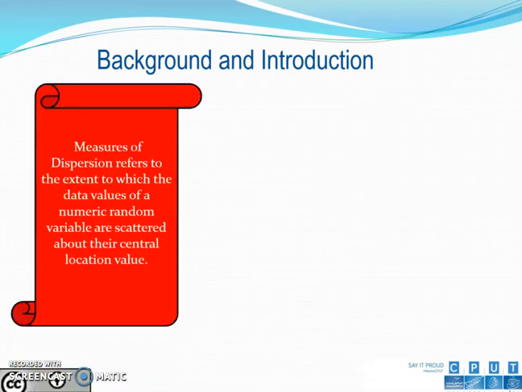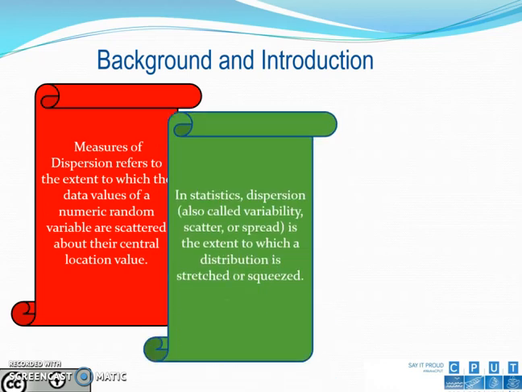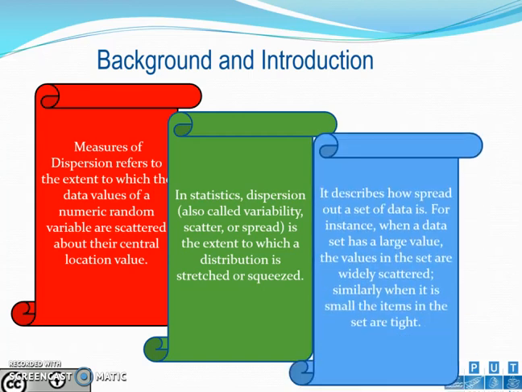On the background and introduction, what are measures of dispersion? We have said that measures of dispersion refers to the extent to which the data values of a numeric random variable are scattered about their central location value. Also in statistics, dispersion, also called variability, scatter or spread, is the extent to which a distribution is stretched or squeezed. Common examples of measures of statistical dispersion are variance, standard deviation, and range.